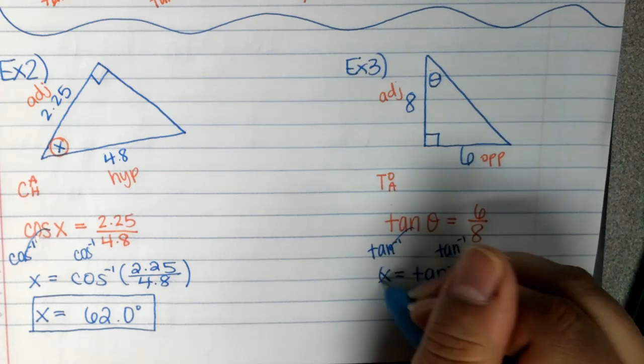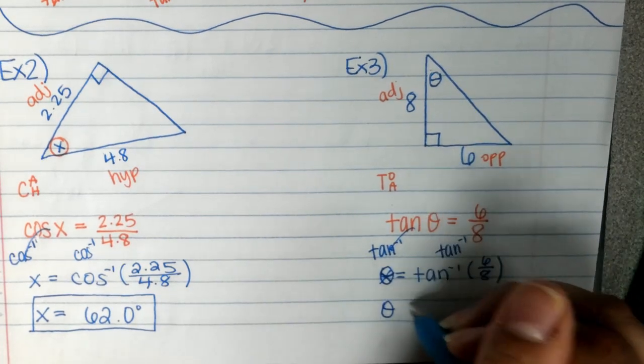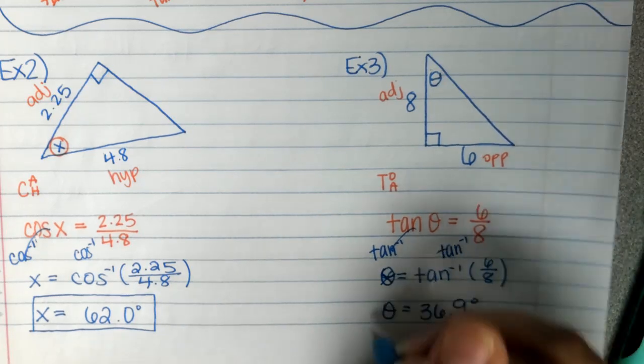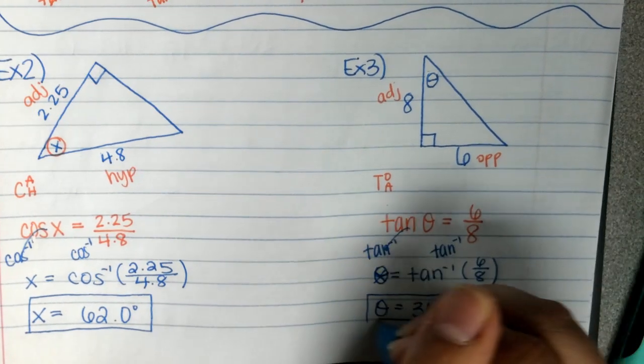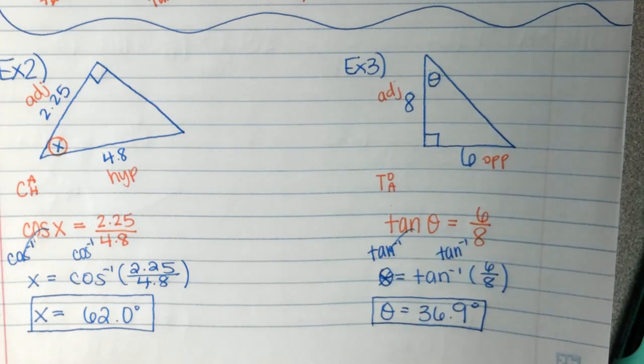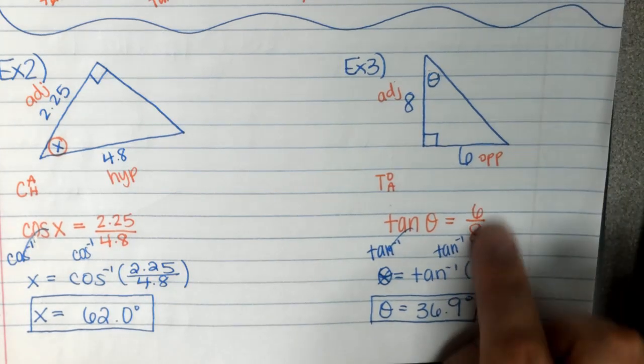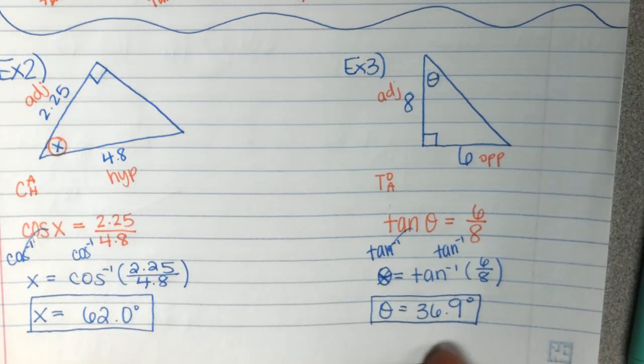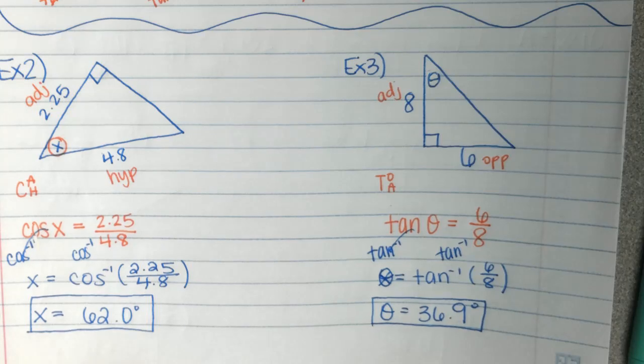And what do you get when you put this in the calculator? Not X. This is theta. Say that again. 36.9 degrees. Yeah. So ratio is just divide them. But if I ask you to find the missing X or find the missing angle, you need to keep going and solve it. Okay.